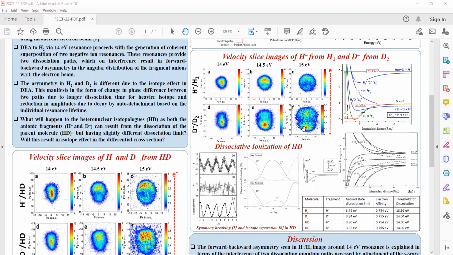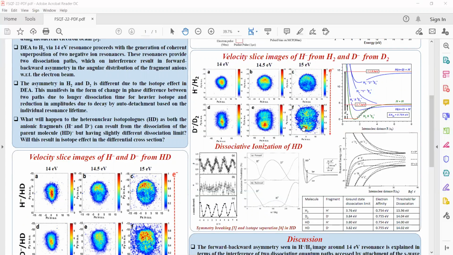The reason is that the DEA process competes with auto-detachment of the electron from the negative ion resonance, and the survivability of the parent anion against auto-detachment depends exponentially on the dissociation time. This fact is reflected in the quantum coherence induced symmetry breaking in terms of the varying amplitudes of the interfering paths, which depend on the width of the states participating and the dissociation time. Moreover, the relative phases of the two quantum paths would also differ for different isotopologues, resulting in different amounts of forward-backward asymmetry and its variation with attaching electron energy.